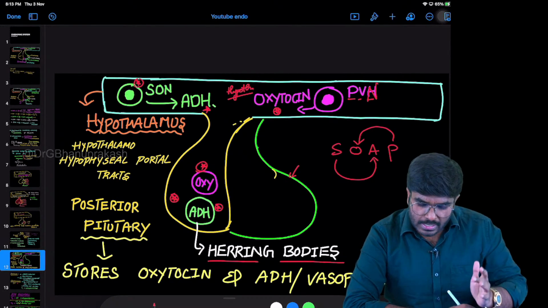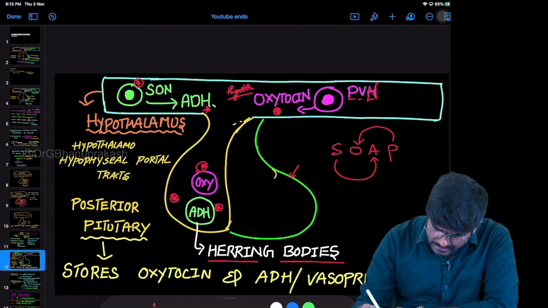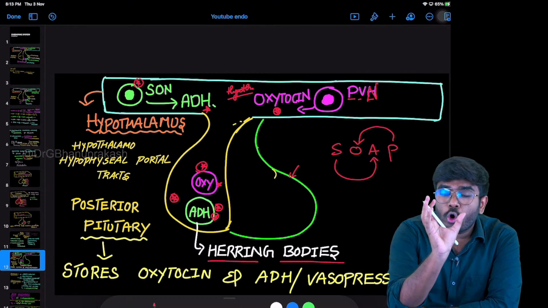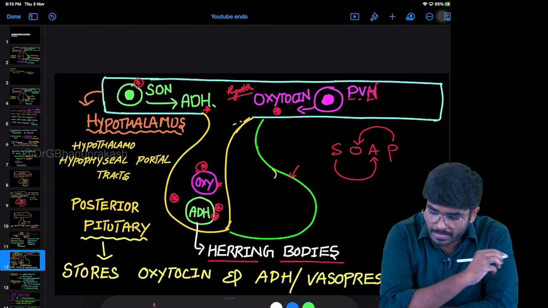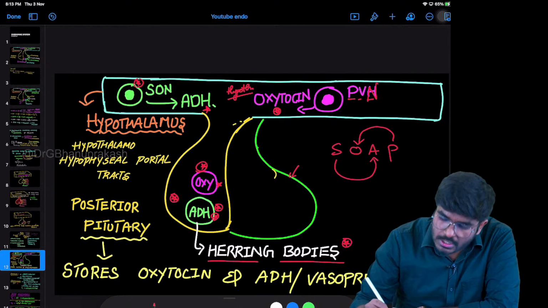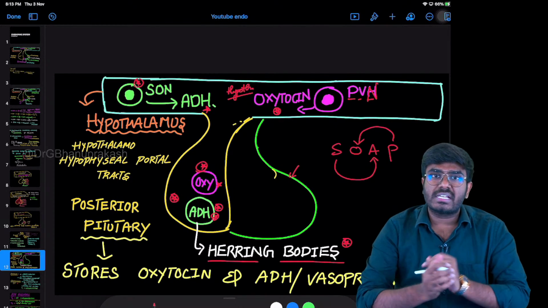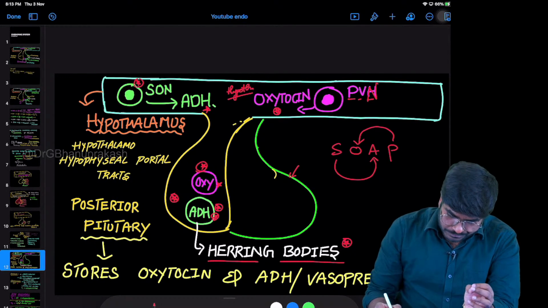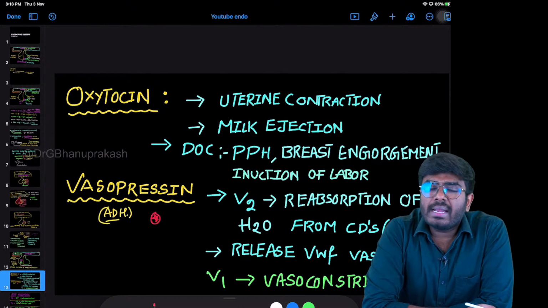Done. Simple. Now the question which will come in your exams, especially the Indian exams, is, sir, this oxytocin and especially the antidiuretic hormone, they are stored inside vesicles. Now what is the name of these vesicles? The name of these vesicles is Herring bodies. So Herring bodies are the storage sites for antidiuretic hormone. These are just the vesicles which are packed with the hormones. Now let's see some important points regarding the oxytocin and antidiuretic hormone.